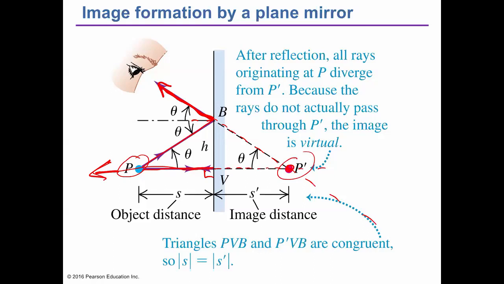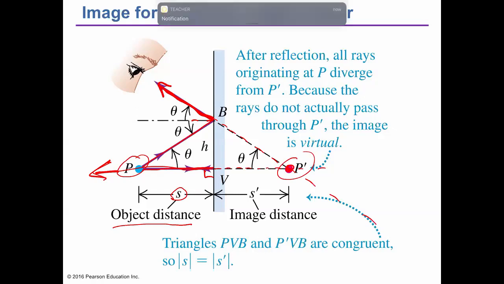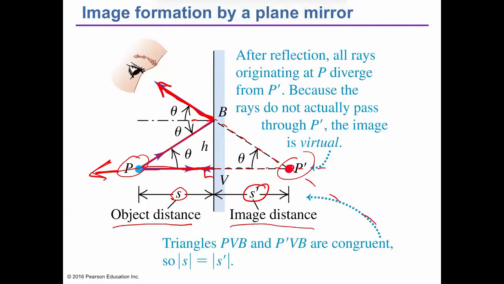That means I will take some measurements. The position of the object relative to the mirror is the object distance, and we represent that with S. The position of P prime, the image position, relative to the mirror is represented as S prime, and that's the image distance. After reflection, all rays originating at P diverge from P prime. It seems like all those reflected rays originate at P prime and then diverge away.